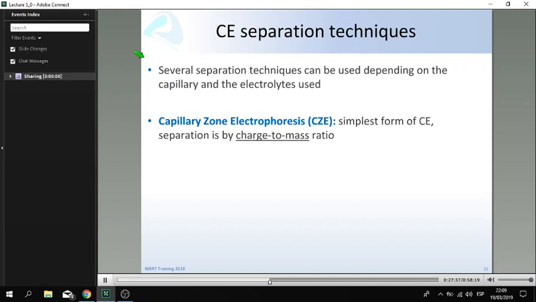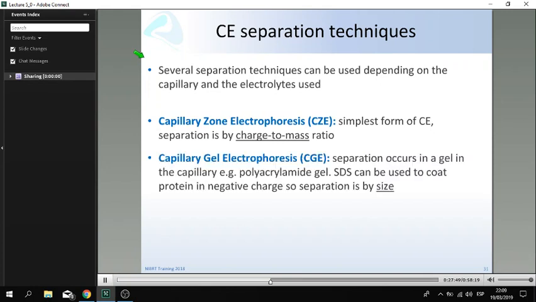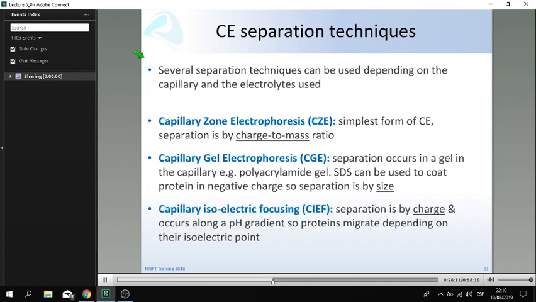This would be almost like a native gel. It is the simplest form of CE, where you don't do anything to your sample and you're just separating it by charge to mass ratio. You can do capillary gel electrophoresis, also called CGE or CE-SDS. Separation occurs in a gel, but this time the polyacrylamide gel is inside the capillary, and SDS coats your protein in negative charge, so you only get separation by size. Same as in SDS-PAGE.